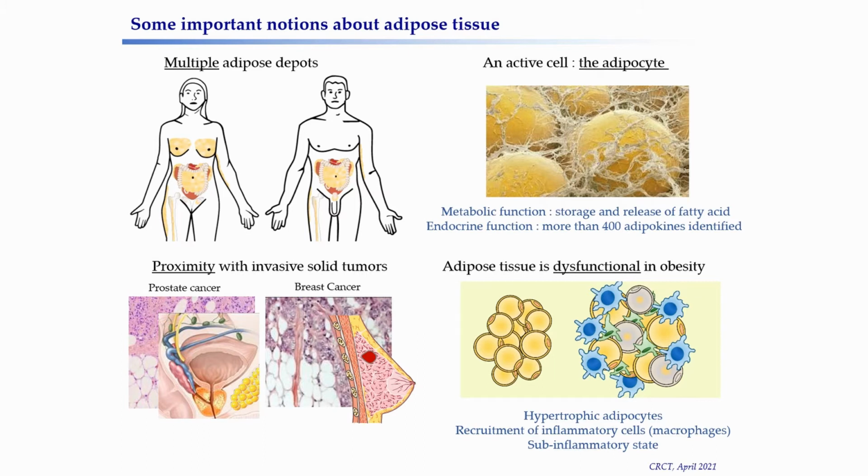The last idea, which is also important, is that obesity is not only associated with an increased accumulation of adipose tissue, but also with the occurrence of a dysfunctional adipose tissue. You have hypertrophic adipocytes, which exhibit metabolic dysfunction. You have a recruitment of inflammatory cells, especially macrophages, and this tissue may exhibit a sub-inflammatory state.